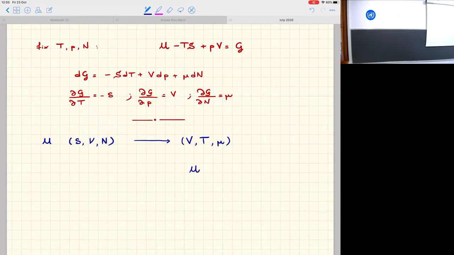I take the energy and then, well, let's first trade entropy for temperature. So what do I do to trade entropy for temperature? Subtract Ts. Good. Now let's trade number of particles for chemical potential. What do I do? Mu n. Perfect.